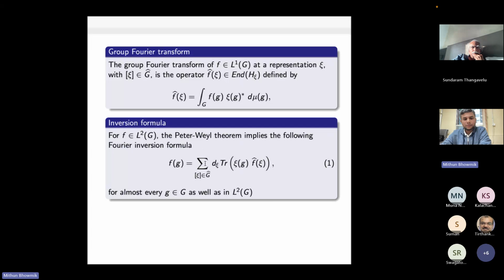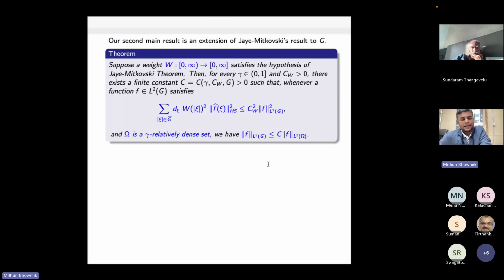Now we have the inversion formula, and from the inversion formula one can show the Plancherel formula. Whenever we have an L2 function, we can recover the function f out of its Fourier transform by this formula. So this is the Peter-Weyl theorem, an application of the Peter-Weyl theorem on a compact Lie group. So this is our analog of this result in the context of Lie groups.